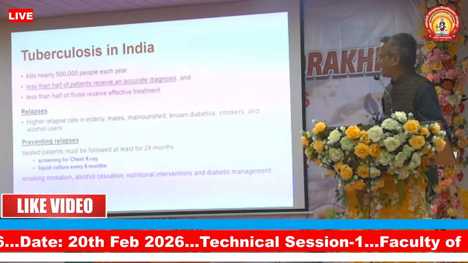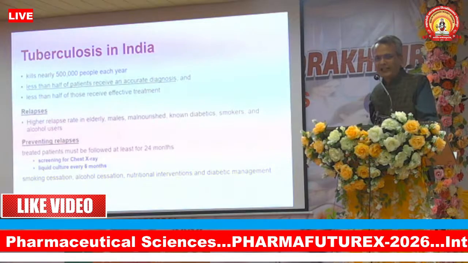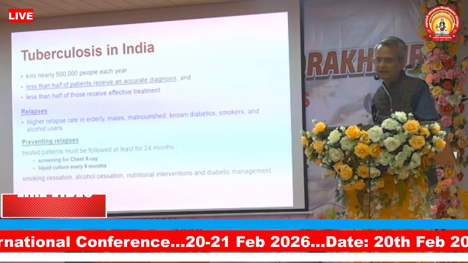So relapse is very high because the bacteria develop resistance to virtually all the drugs that we have available, and relapses are too high. So what can be done about preventing the relapse? The patient who is under treatment has to be monitored by screening of chest X-ray and then liquid culture every week. You can give a sputum sample, and then they do a culture and see the conversion of sputum from positive to negative, and that's how you detect the cases.